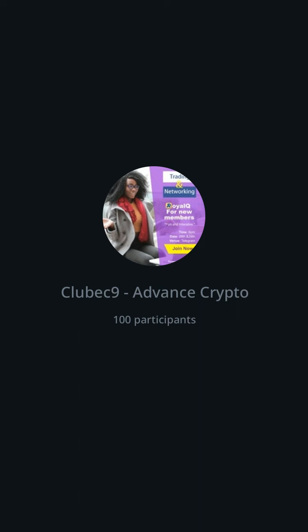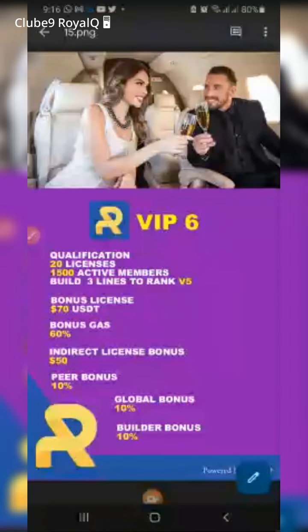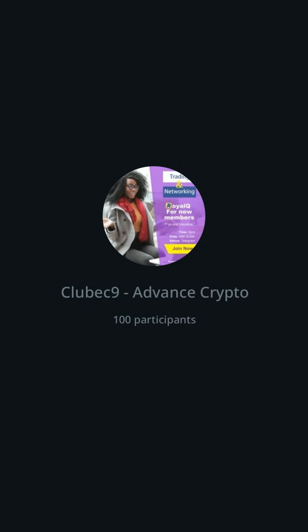Then you need 3 V5 to become a V6, and your direct license bonus is $70. And that's peanuts at that level because you know the amount you're earning. Yeah, but then your gas fee bonus, you're earning 60% already. All people that are trading under you, you're earning 60%. That's huge already. Then your indirect license bonus is $50. Then peer reward, all your V5, all their earnings, you're going to get 10%, right?